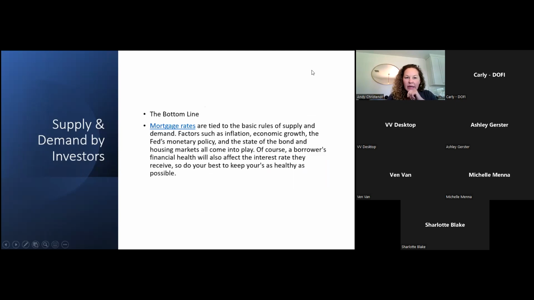The bottom line here is supply and demand by investors. Mortgage rates are tied to the basic rules of supply and demand. Factors such as inflation, economic growth, the Fed's monetary policy, and the state of the bond and housing markets all come into play. Of course, the borrower's financial health will also affect the interest rate that they receive. So do your best to keep yours as healthy as possible.